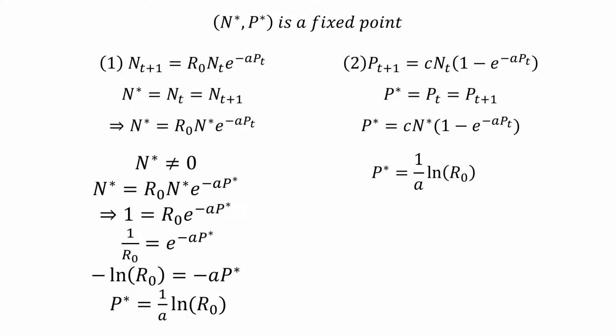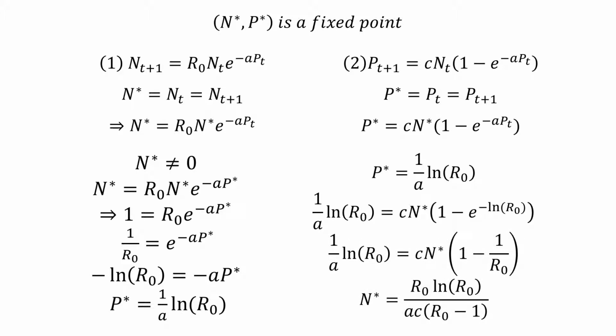Now we visit equation 2, and when n star doesn't equal 0, p star is equal to 1 over a ln r0, as we just acquired. So we plug these into the relevant points, so we end up with 1 over a natural log of r0 is equal to c times n star times 1 minus e to the minus natural logarithm of r0. This is the same as saying equal to c times n star all times 1 minus 1 over r0. So n star is equal to r0 times natural log of r0 all divided by a times c all times r0 minus 1.